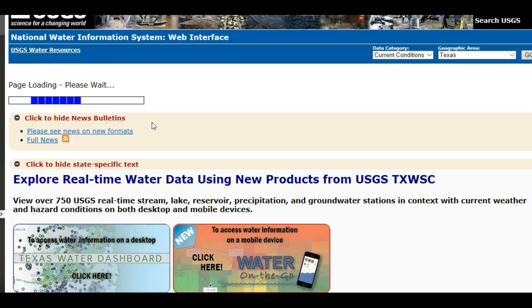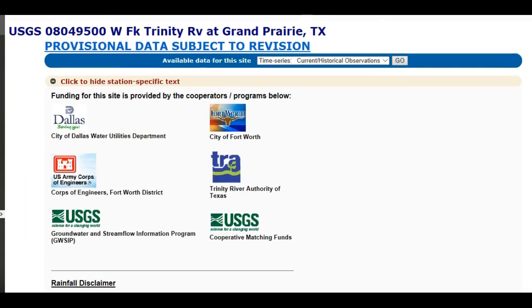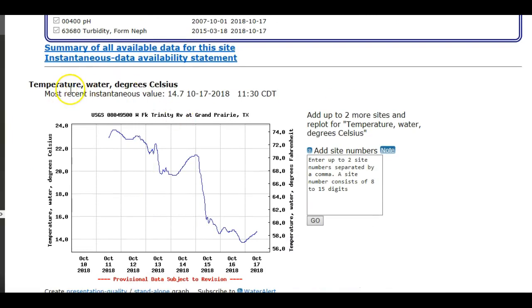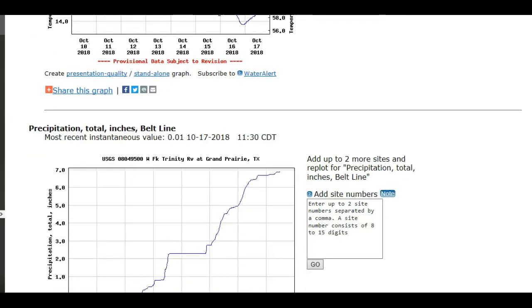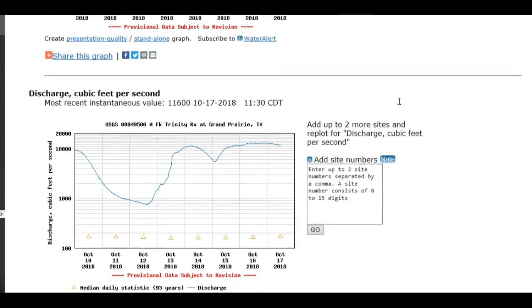If I click on the website, I am looking at it on Wednesday, the 17th of October. It takes me directly to the real-time data for Grand Prairie. If I scroll down again, my goal is to see, is it flooding? I don't care how cold or hot it is. I don't care about the temperature of Grand Prairie. Rain obviously is going to be important. I can see today, October 17th, that it's been raining. There is some precipitation, but that doesn't mean it's flooding. So let's continue down. My goal is to see, is it flooding?